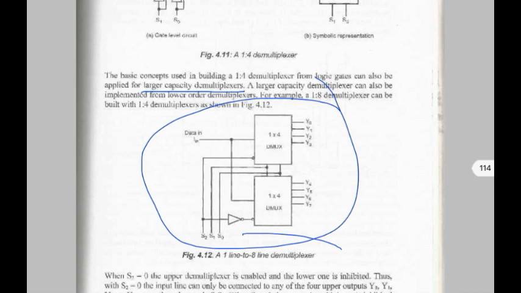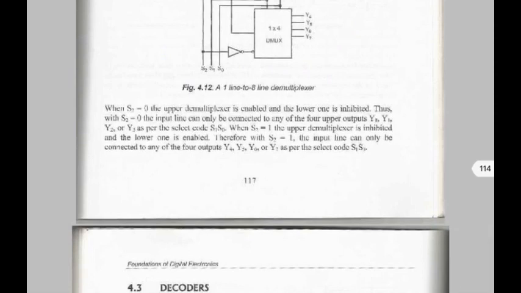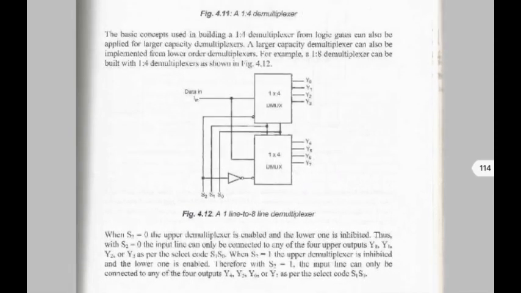We are implementing a 1 to 8 demultiplexer using 1 to 4 demultiplexers, just like we did with multiplexers. So we are saying that a larger capacity demultiplexer can be implemented from lower order demultiplexers. For example, a 1 to 8 demultiplexer can be built with 1 to 4 demultiplexers, as you can see on figure 1.2. When S2 is 0, this is what we need to do like we did the other time.